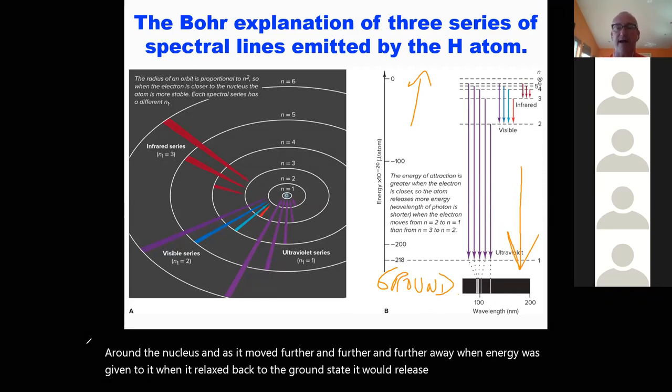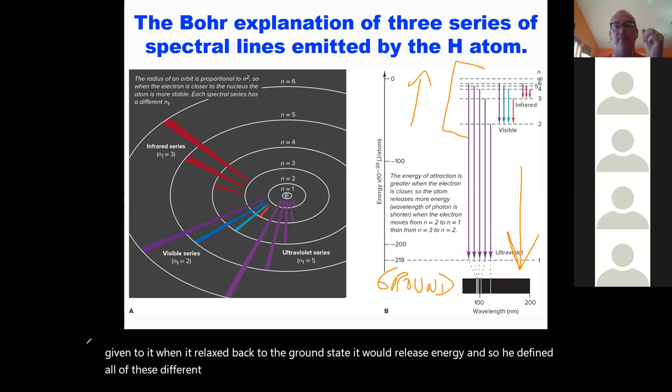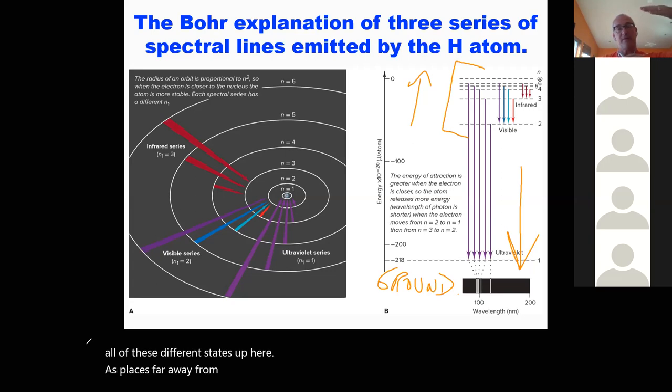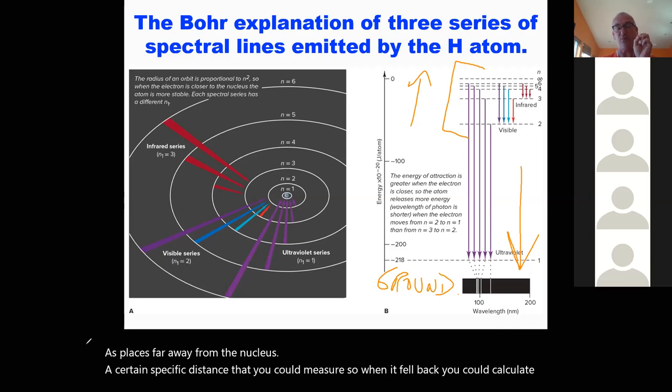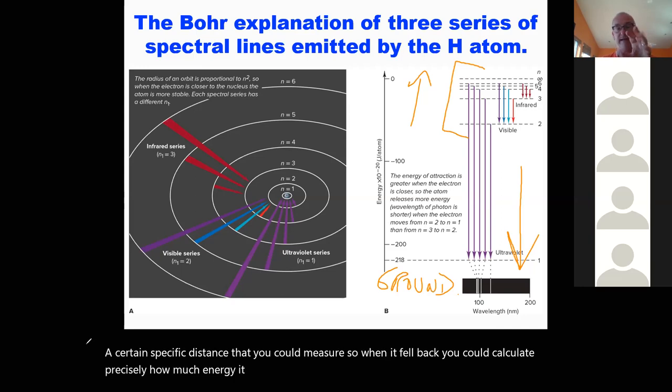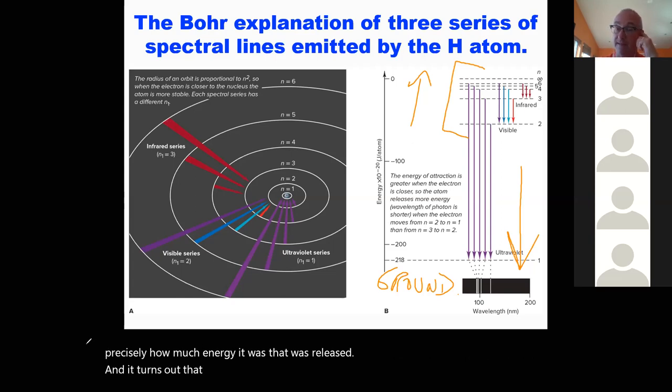And so he defined all of these different states up here as places far away from the nucleus, a certain specific distance that you could measure. So when it fell back, you could calculate precisely how much energy was released. And it turns out that these calculations were very precise and very accurate.